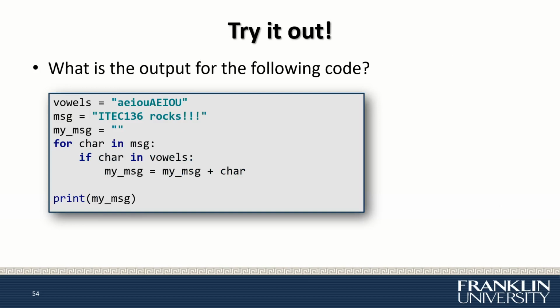Okay, let's look at another example using the in operator along with the for loop. Again, I want everybody to be able to read the code and determine the output. Given this code here, vowels is A-E-I-O-U, lowercase and uppercase. Message is I tag 136, uppercase I tag 136 with the lowercase rocks, 3 exponential point. My message is an empty string, and for char in message, using the loop pattern, for every character in message, if that character is in vowels, then I will append the char to my message.